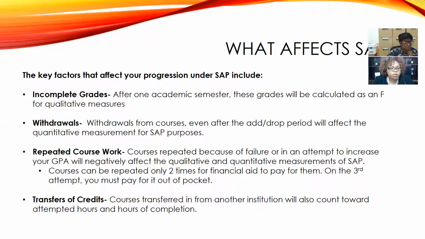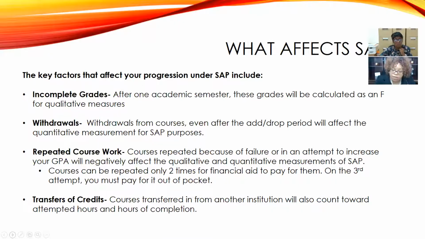All right, first, incomplete grades. After one academic semester, these grades will be calculated as an F toward the qualitative measurement. That basically means, with the COVID outbreak that took place and some things changing in March, some of you may have grades that are at an I as of right now. You'll want to make sure that throughout this semester, or at least the following semester, you are working with your instructors to get those letter I's resolved.